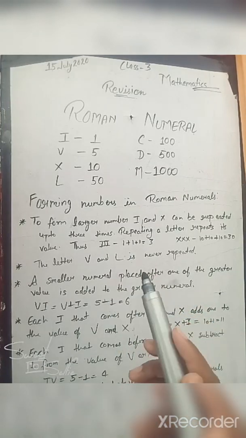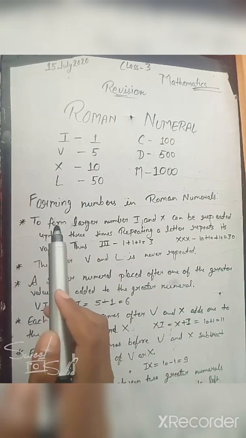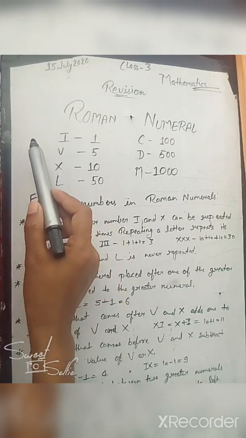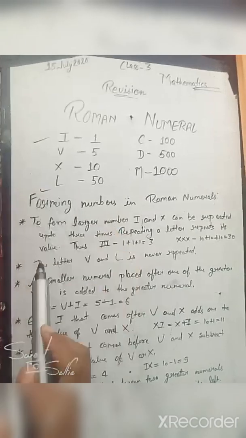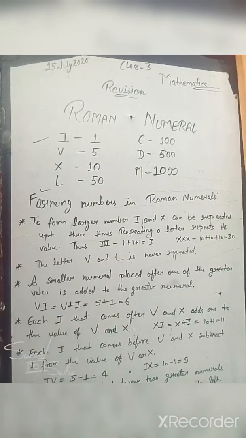So we have to read in this class Roman numerals only I to L. Okay, it means we have to read only up to L. So there are some rules for forming numbers in Roman numerals. रोमन न्यूमरल्स के बनाने के लिए यहाँ पे कुछ रूल हैं जो हमको फॉलो करना होगा नंबर्स को रोमन न्यूमरल में राइट करने के लिए.